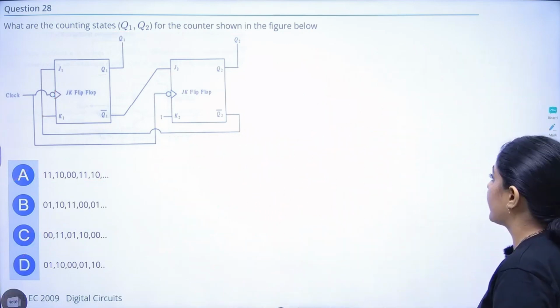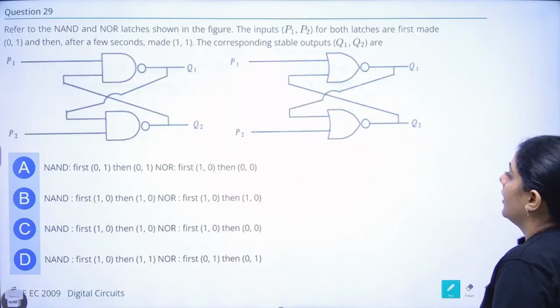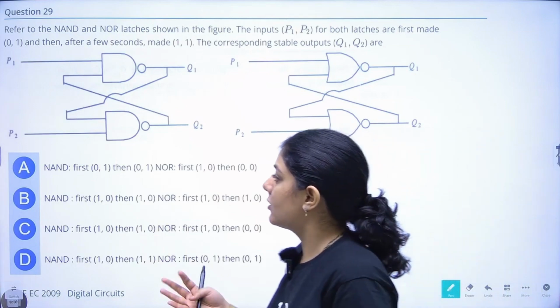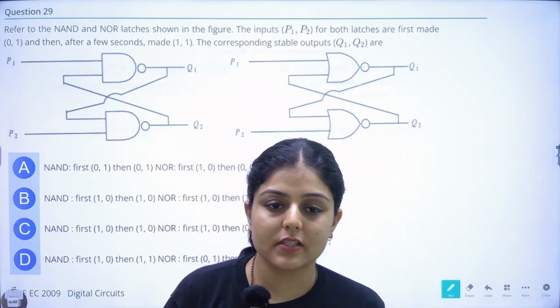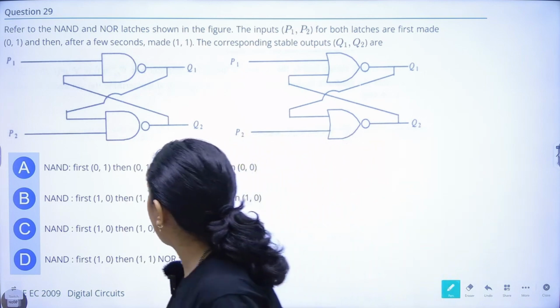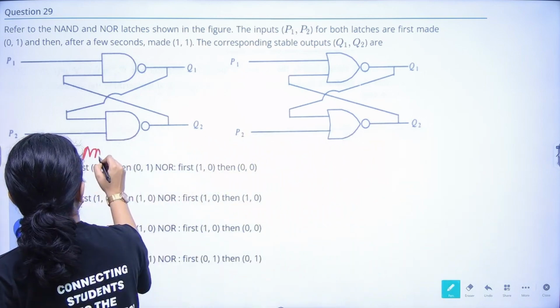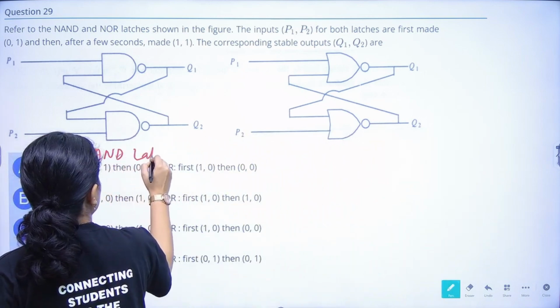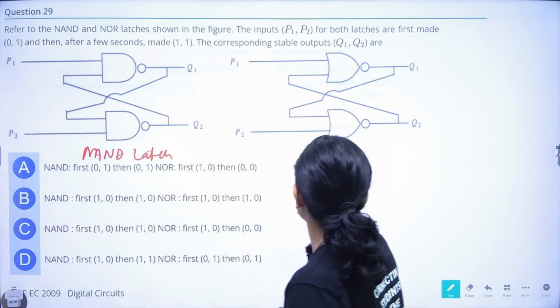Okay, moving on to the next question. A little different question. It is a latch. Two latches are given. One is your NAND latch, and this is your NOR latch.